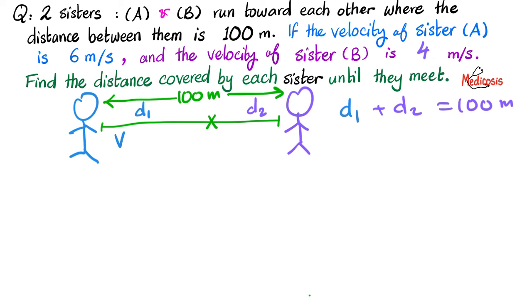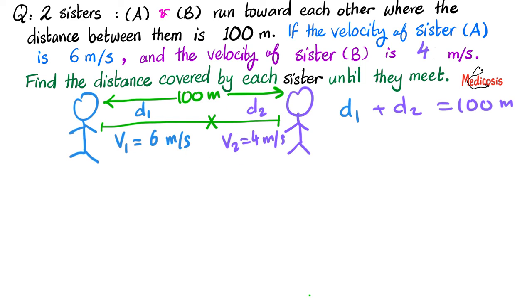Next, what's the velocity for the first sister? 6 meters per second. And for the second sister, 4 meters per second. This is also known. What do they want? They want the distance covered by each sister. So they want D1 and D2. There are many ways to solve this problem. I'll give you 2 ways today.